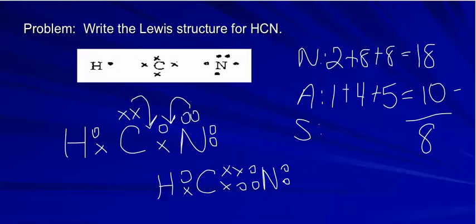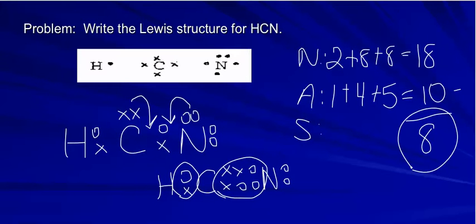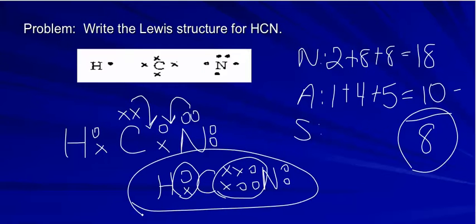In a triple bond, 6 shared electrons allows carbon and nitrogen to have 8 valence electrons. The number shared, 2 here, 6 here, added up to the 8 that I got from the N minus A equation. So this is the correct Lewis structure for HCN.